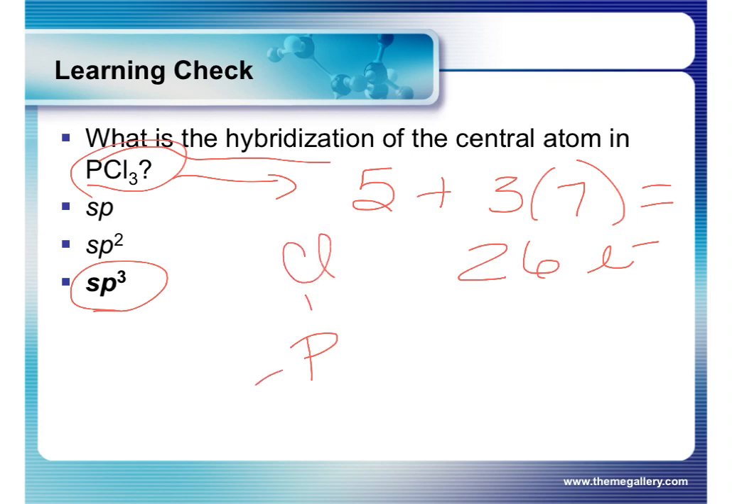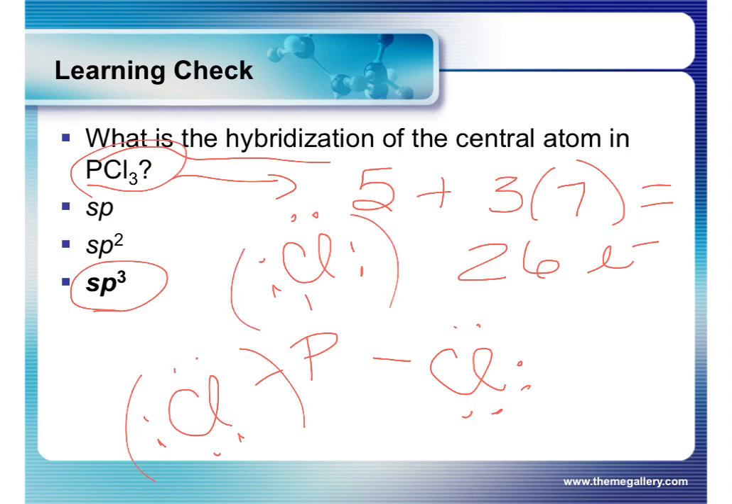I'm going to place single bonds to begin with, give all of the outer atoms an octet, and then check and see how many electrons I've used at this point. Anytime you make an octet, that's 8 electrons. So that's 8, 16, 24. I have 2 left over. Remember, if you have leftover electrons, they go on the central atom, which is good because phosphorus didn't have an octet. And that is your Lewis structure for phosphorus trichloride.